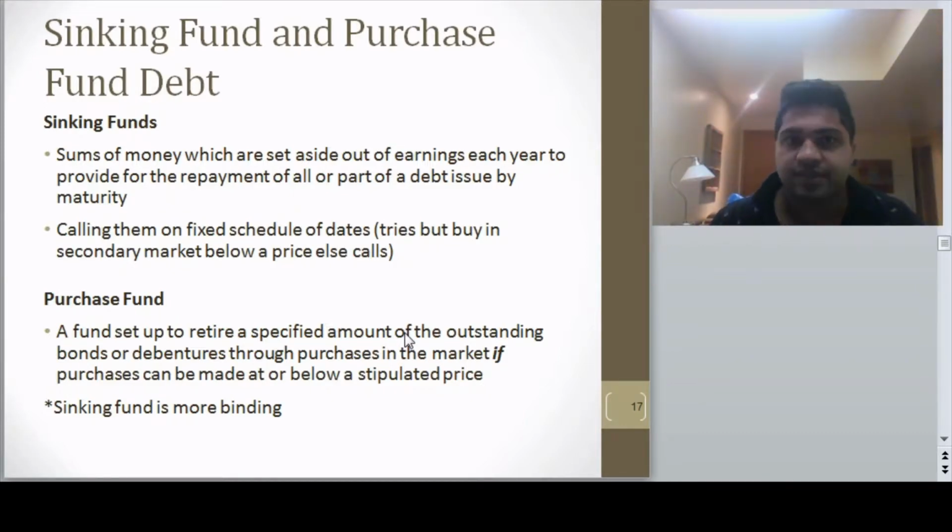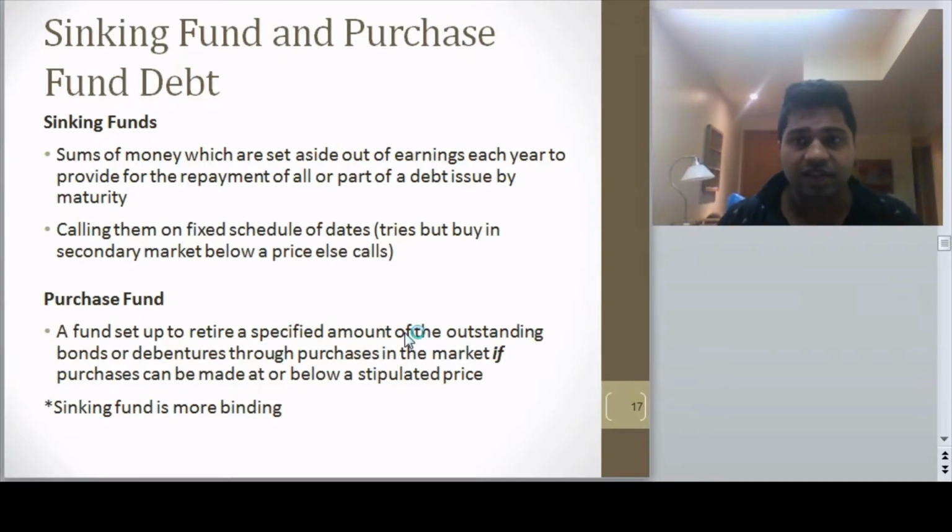The next are these two concepts, sinking fund and purchase fund. So how do these two work? Each year from the earnings, the company puts aside a certain fund, and these funds go into an account called a sinking or a purchase fund, and these accounts are used to pay back debt. So both sinking fund as well as purchase fund are used to pay off debt.